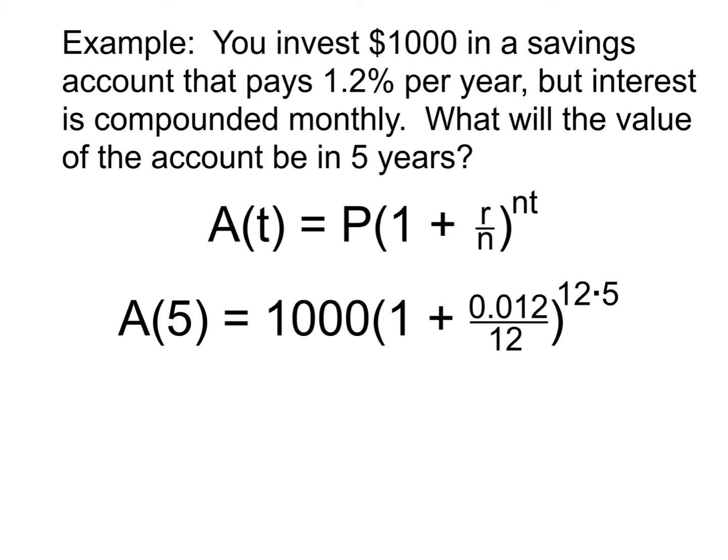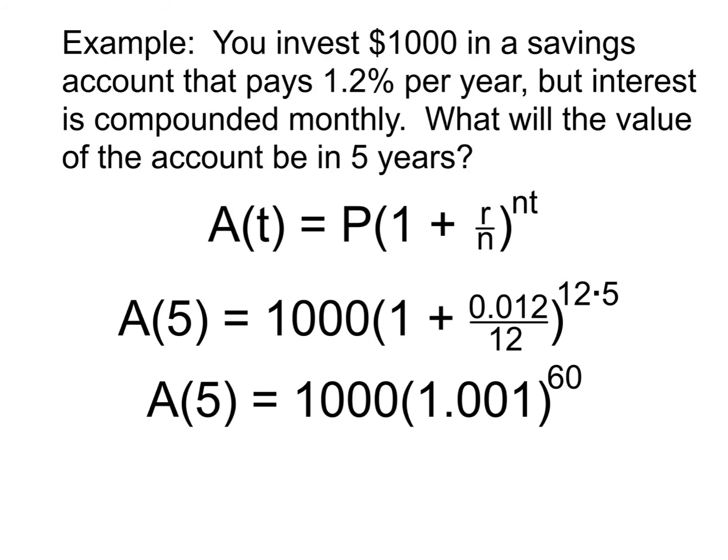So if I'm then going to use this equation to figure it out, I'm going to want to do a little bit of simplifying first. So that's going to give me A of 5 equals 1,000 times 1.001 to the 60th. All I did here is I did that division, which gave me 0.001, and then added that to the 1 over here. And then I did the 12 times the 5 in the exponent to get the 60. You want to do that part first, because then this is much more straightforward to calculate. Now it looks like what you've always been doing. So then we can go ahead and do that calculation.